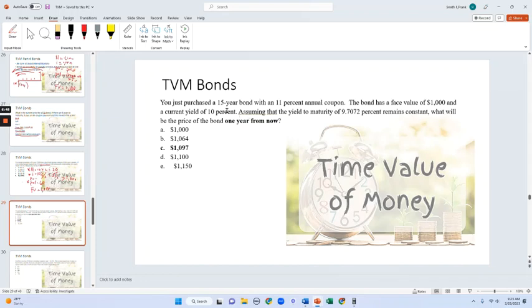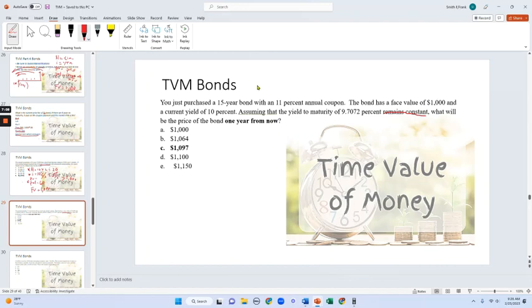You just purchased a 15-year bond with an 11% annual coupon. The bond has a face value of $1,000 and a current yield of 10%. Assuming that the yield to maturity is 9.7072% and remains constant for the entire life of the bond, what will be the price of the bond 1 year from now?